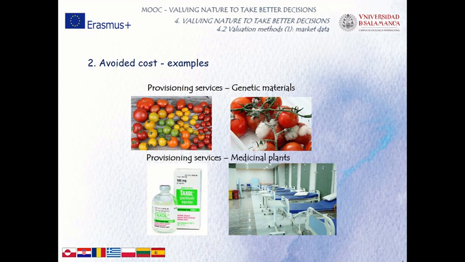Then we have avoided cost techniques. For instance, we can value the provisioning service of genetic variety by calculating the cost that we avoid by having a higher variety of seeds, for instance avoided plagues or avoided loss of harvest, in this case for tomato. We could also value the provisioning service of medicinal plants by calculating the avoided cost in terms of days of hospital avoided because of the treatments that we have been able to find using the information we have obtained from these medicinal plants.